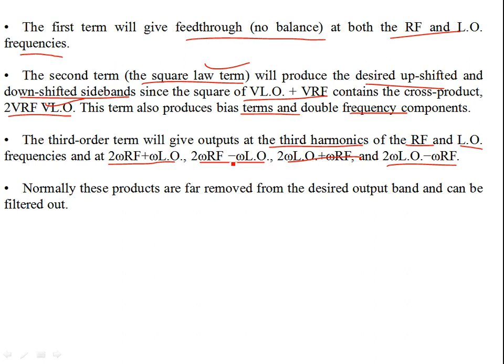So normally these products are far removed from the desired output band. For example, if your desired output band is around the fundamental omega L, you can bandpass filter it out, and you can leave the rest out. So they can be filtered out.